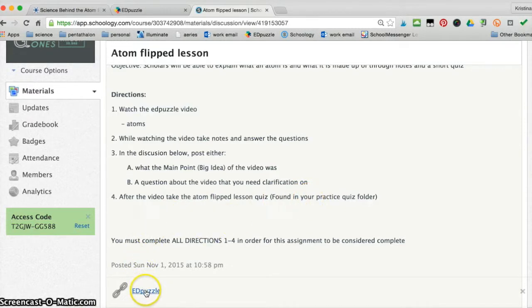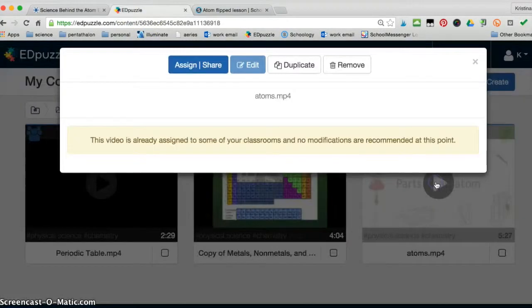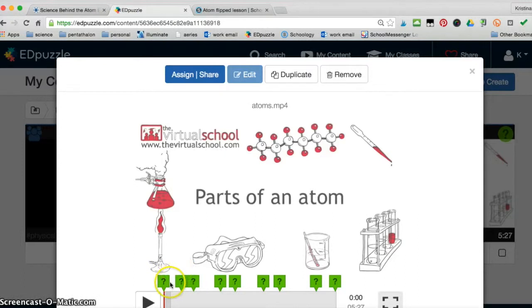Here's an example of an Edpuzzle video. For this one, they did the parts of an atom. This video was on my longer end. My videos are usually about 3 to 5 minutes long.